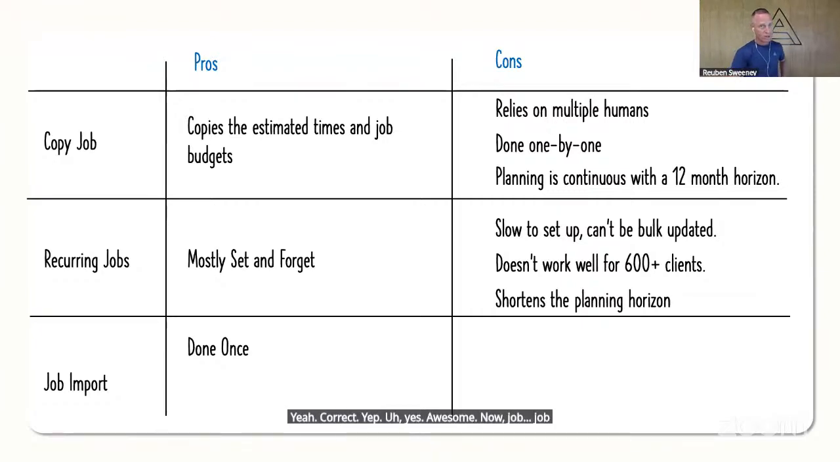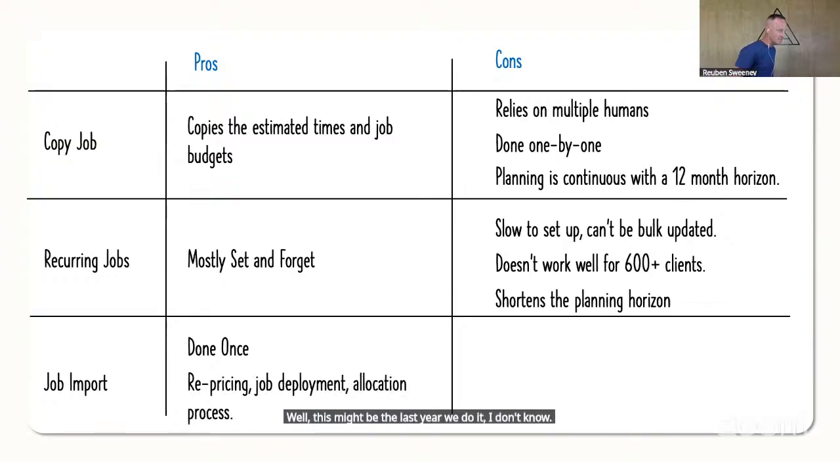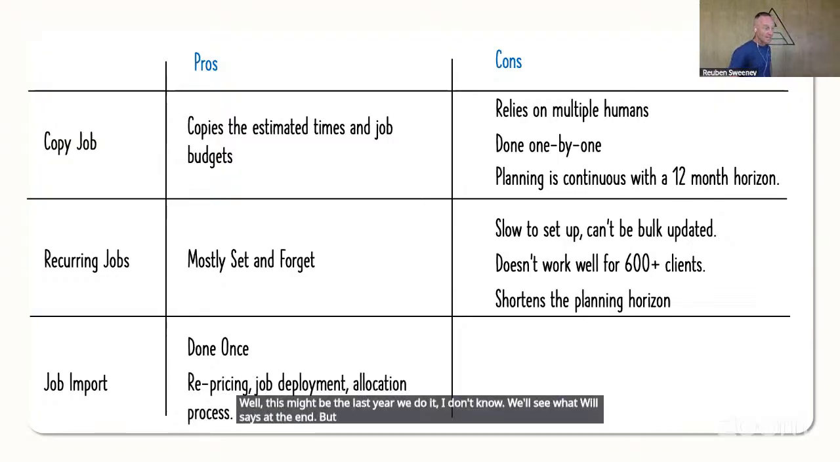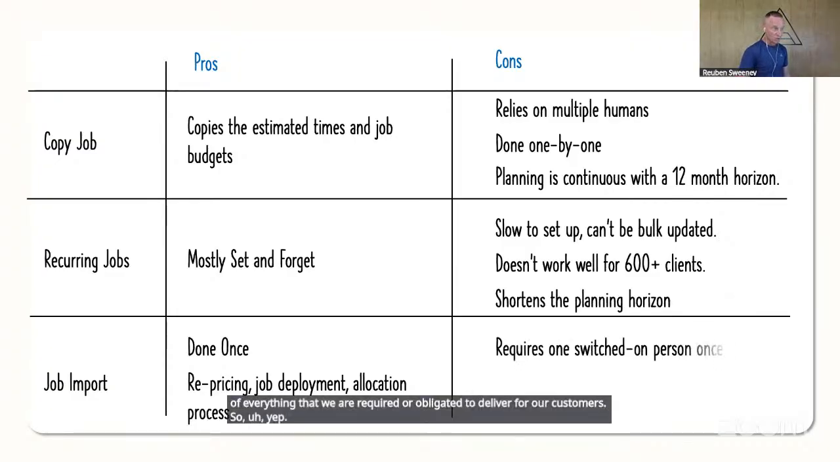This is the method we're going to be doing together today. You do it once per year. Well, this might be the last year we do it. I don't know. We'll see what Will says at the end. But talking about this is really good because it gets your business into a rhythm. It means we reprice all of our engagements once a year. We deploy all our jobs once a year. We allocate our work once a year. We have a very clear picture for the entirety of the year of everything that we are required or obligated to deliver for our customers. So, yep, those are the main benefits.